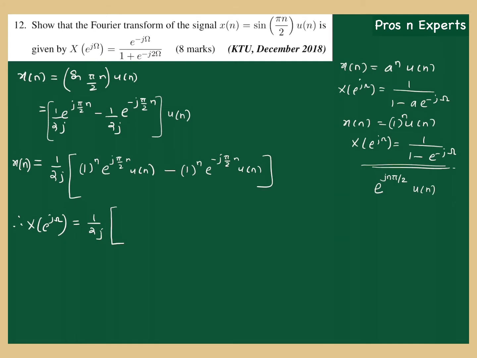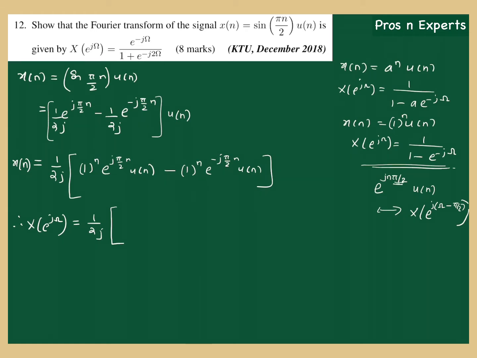So what should be the Fourier transform of this thing? What property can you use? You can see that the time domain is multiplied by an exponential signal. So what does it do to the frequency domain? Shifting happens. Whenever the time domain is multiplied by an exponential, frequency shifting happens. So we can write it as X of e raised to j into omega minus pi by 2. Here it is a pi by 2 shift.